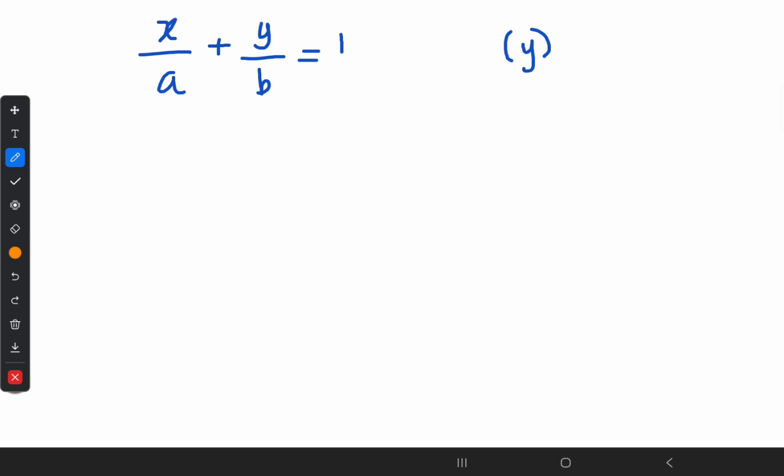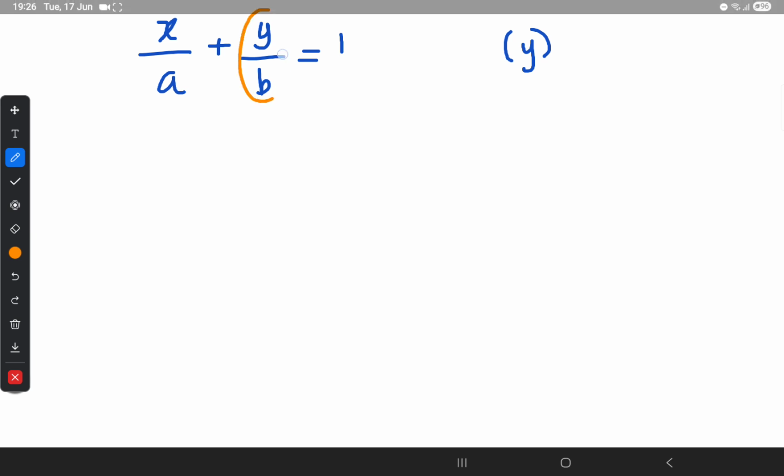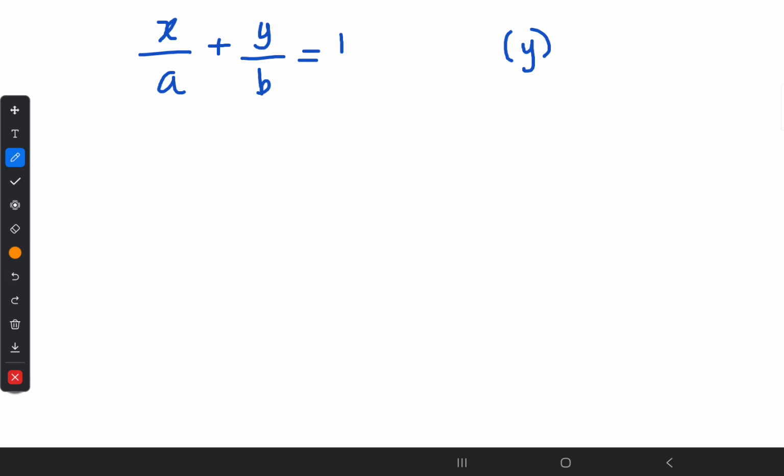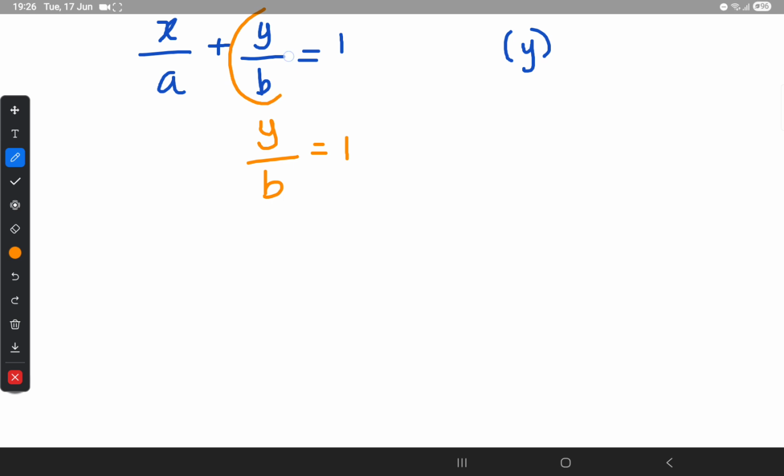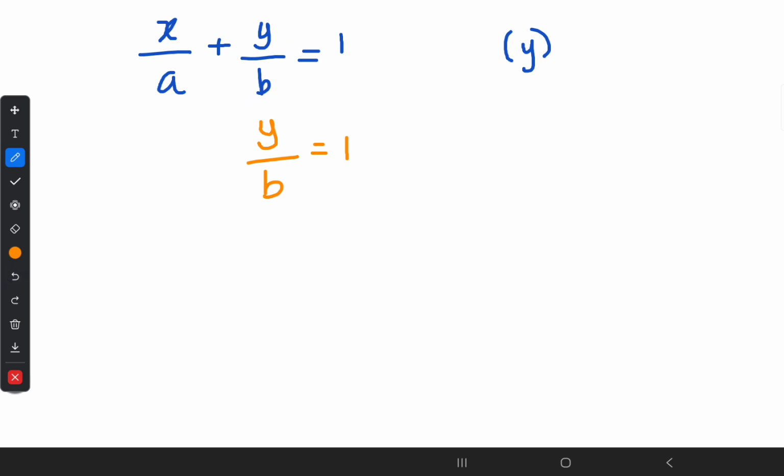In this question, make y the subject. Here only our y is located, so I will write y upon b itself. Y upon b remains the same. 1 also remains the same. So you need to bring this x upon a, not only x, not only a. Here only we have the quantity which we need to make the subject, so you can bring the total fraction itself. Positive x upon a will become minus x upon a.